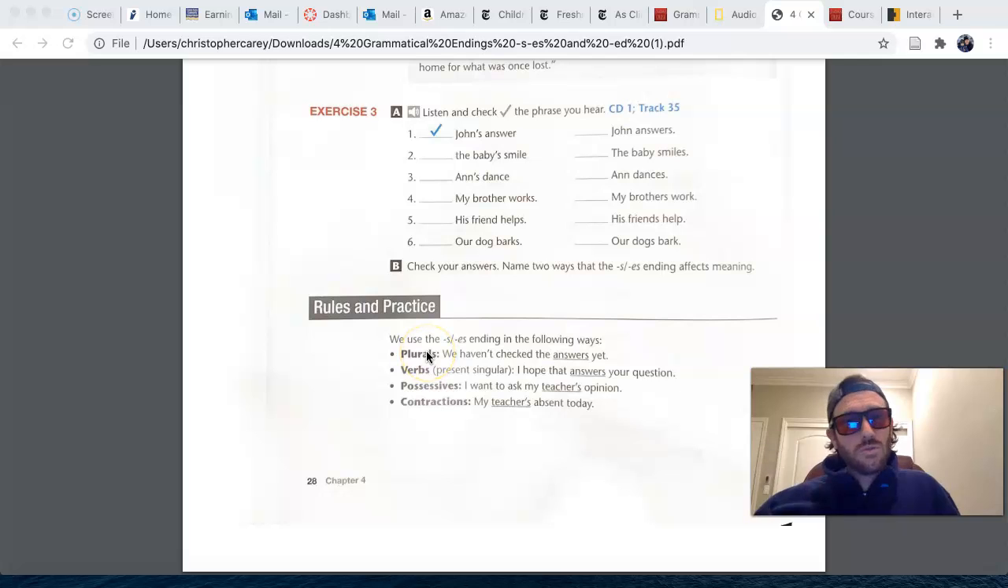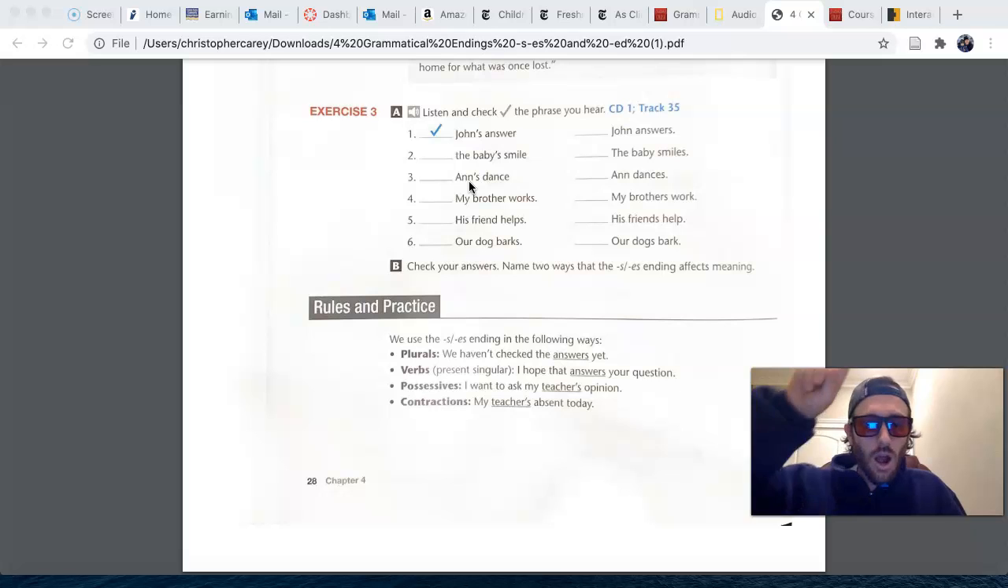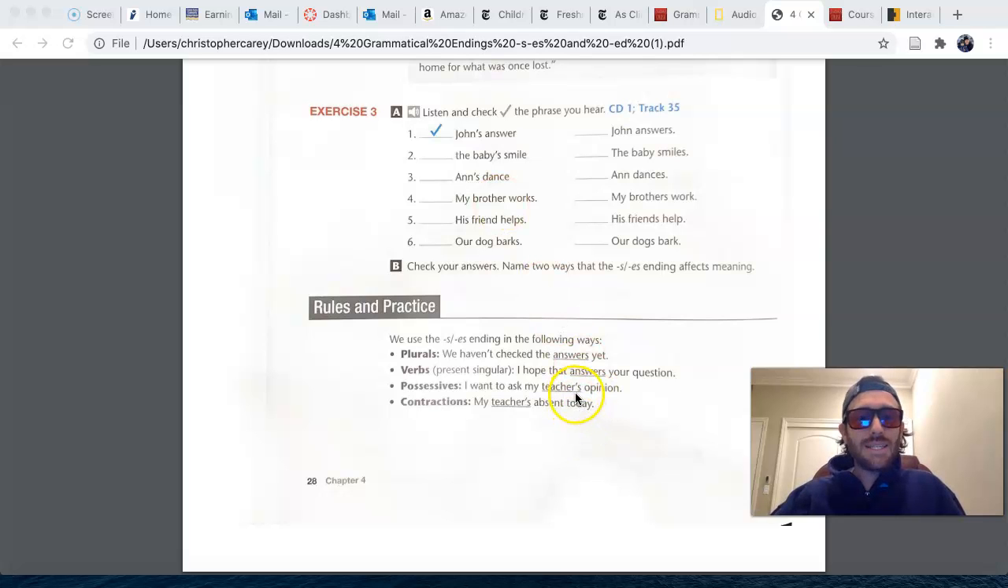So plurals is one grammatical form where we add S. Verbs in the present tense, third person singular present tense, we add an S. For possessives as well, you can see an example up here from the previous exercise. Apostrophe S, right, to indicate possession. Anne's dance. My teacher's opinion. Apostrophe S we use for possession.